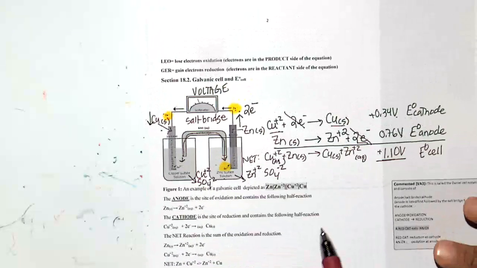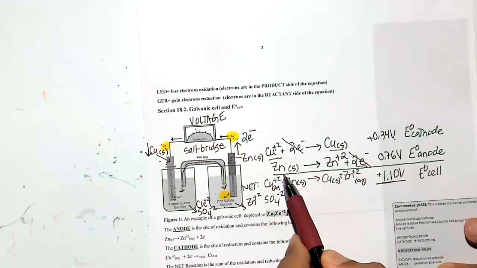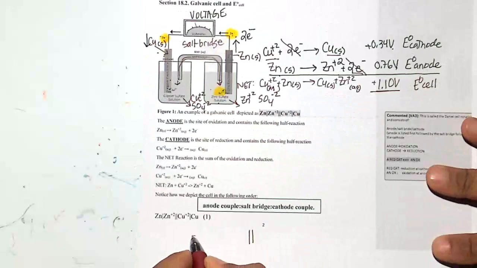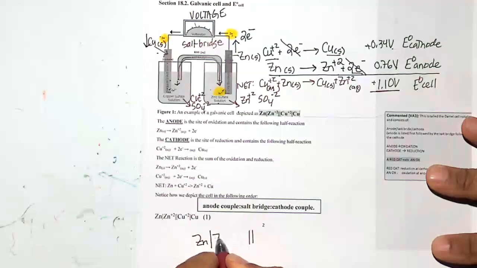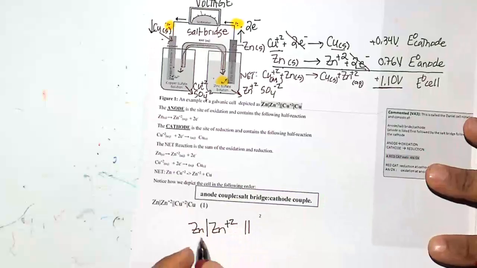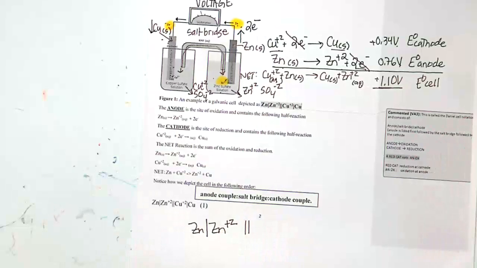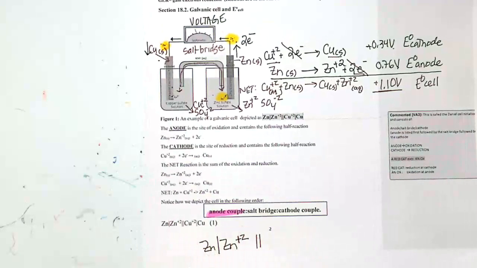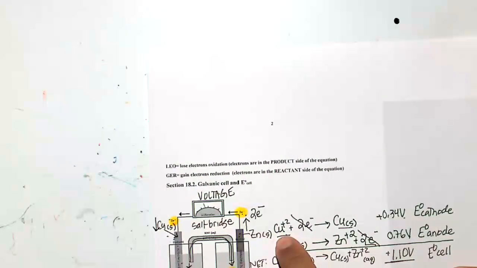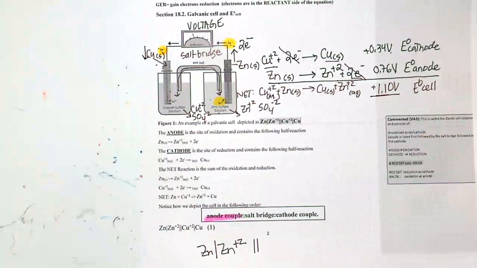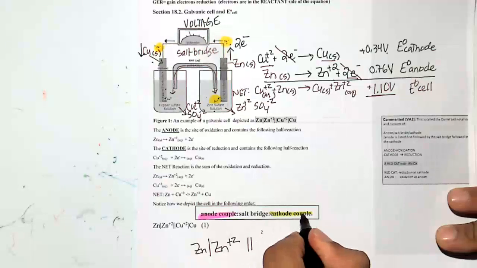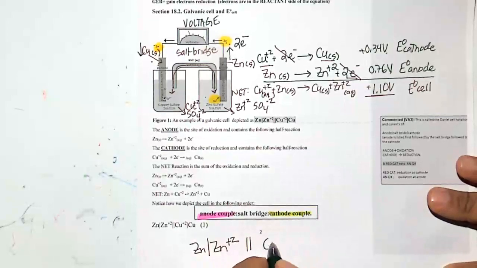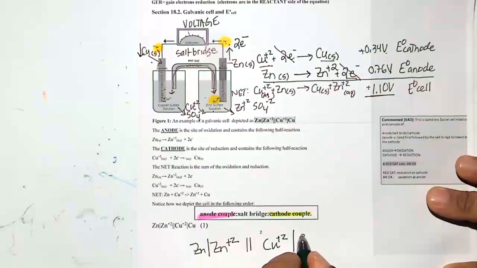All right, so this is how we depict this. What's the anode? Zinc going to zinc plus 2. So you're going to do zinc, draw one line, zinc plus 2. That's the anode couple. The salt bridge is 2 lines. And then we do the cathode couple. What's the cathode couple? Copper plus 2 to copper. So the cathode couple here is copper plus 2, you draw one line, and then copper solid.